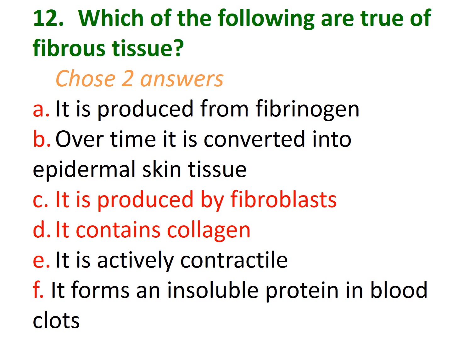Now the last two options are incorrect. Fibrous tissue is not actively contractile. Actually, in wounds, the fibroblasts do form long lines, and there can be very slow contraction in fibroblasts that reduces the size of the scar. So there's very slow contraction. It's not actively contractile, though, like a muscle is. And to say it forms an insoluble protein in blood clots is simply wrong.